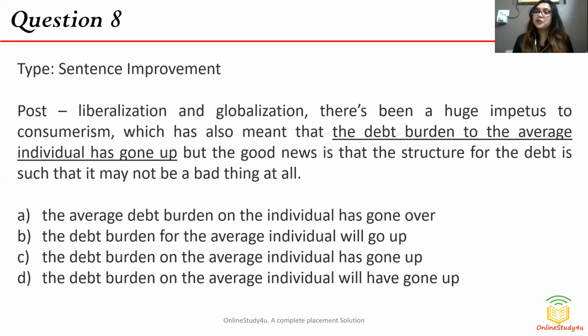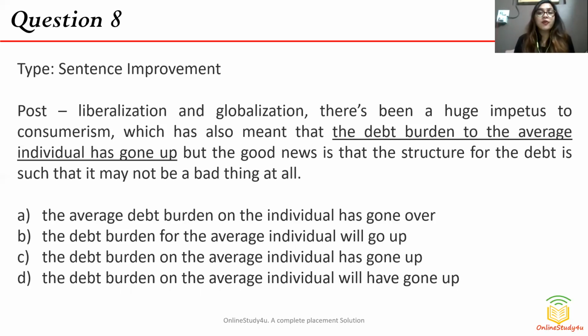Right, sentence improvement. Post liberalization and globalization, there's been a huge impetus to consumerism, which has also meant that the debt burden to the average individual has gone up. But the good news is that the structure for the debt is such that it may not be a bad thing at all. All right. And our focus area is the debt burden to the average individual has gone up. The first option says the average debt burden on the individual has gone over. Now, that is anyway an incorrect option to consider.